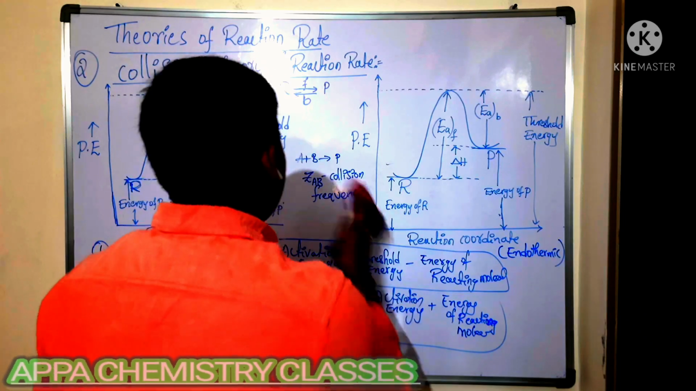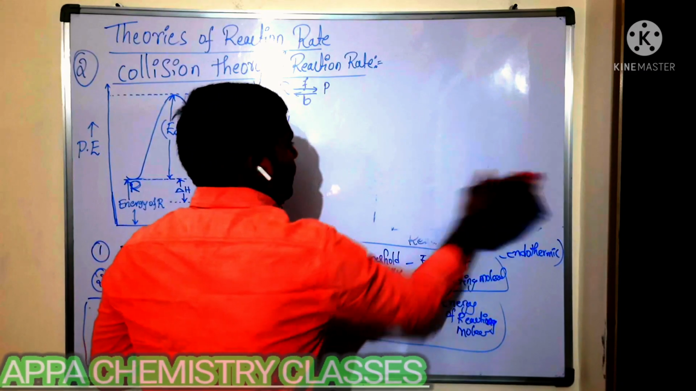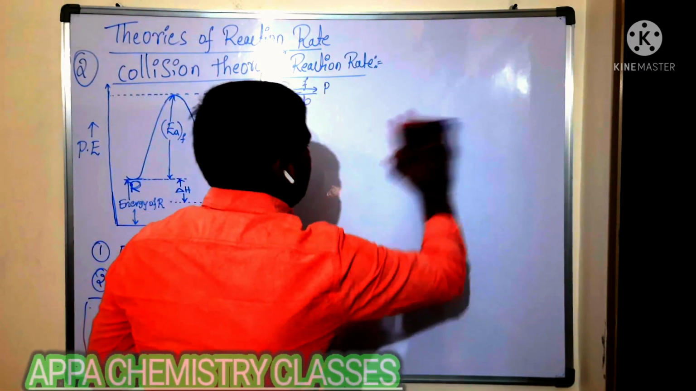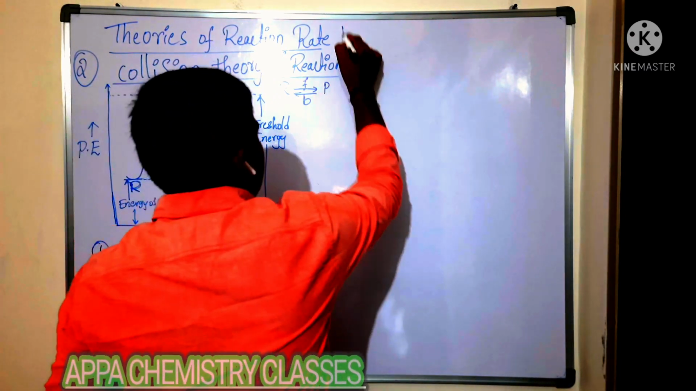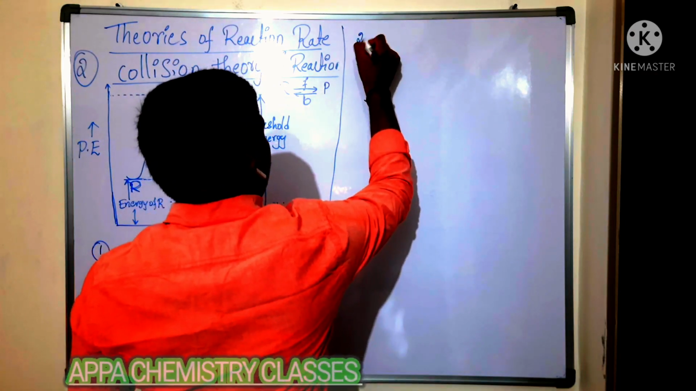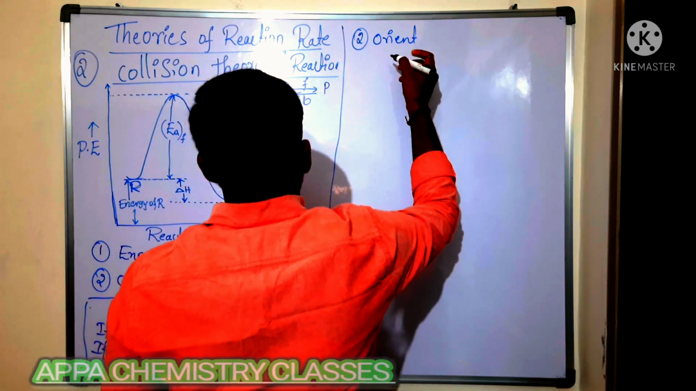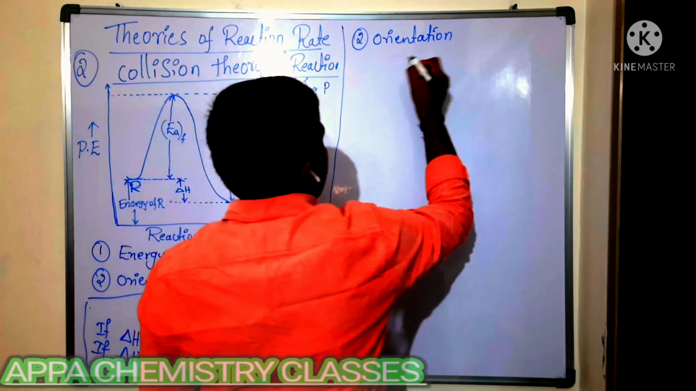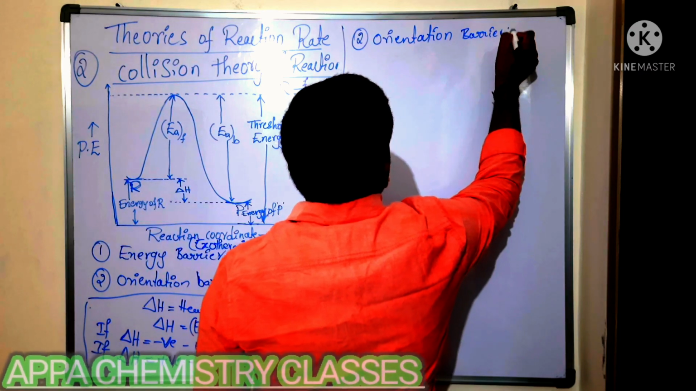Now next we are going to see the orientation barrier. I am going to erase this one. Two barriers it has to cross to get the proper amount of product. Next one is the orientation barrier. Only some collisions will give products, which means some collisions are not giving the product. Orientation barrier.